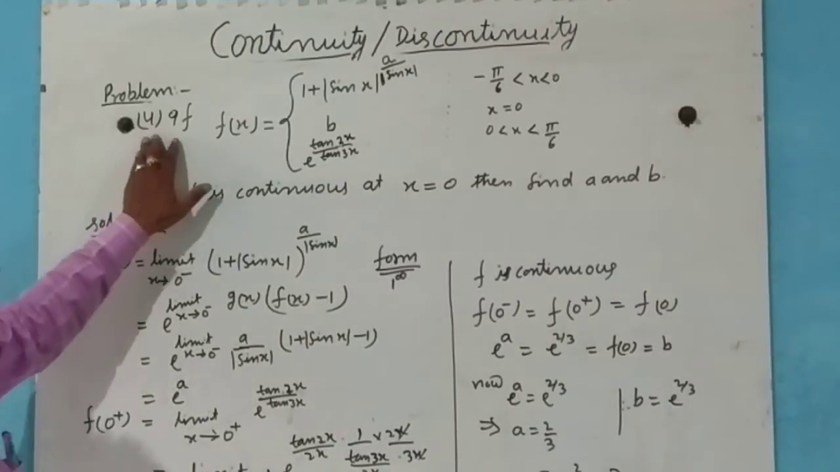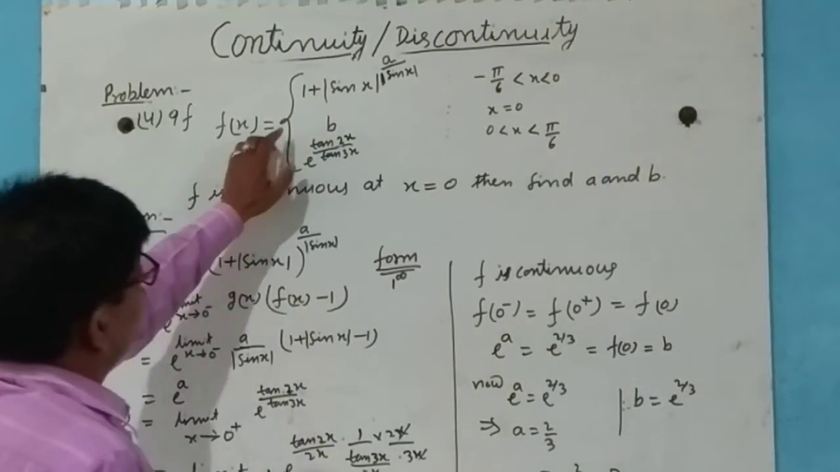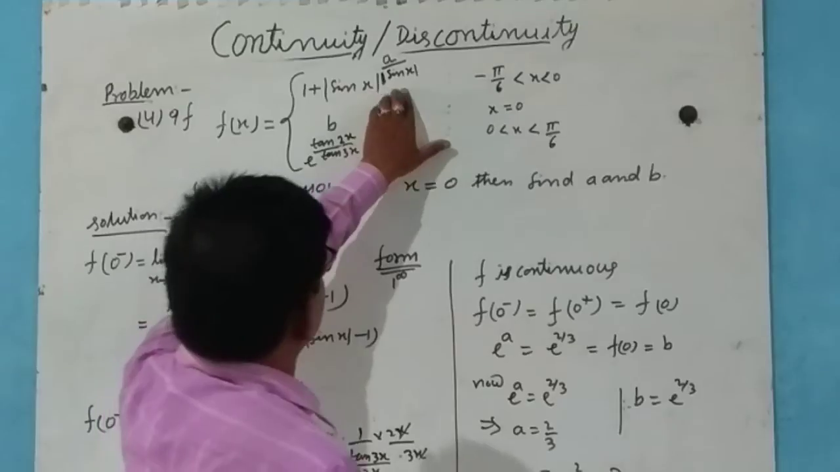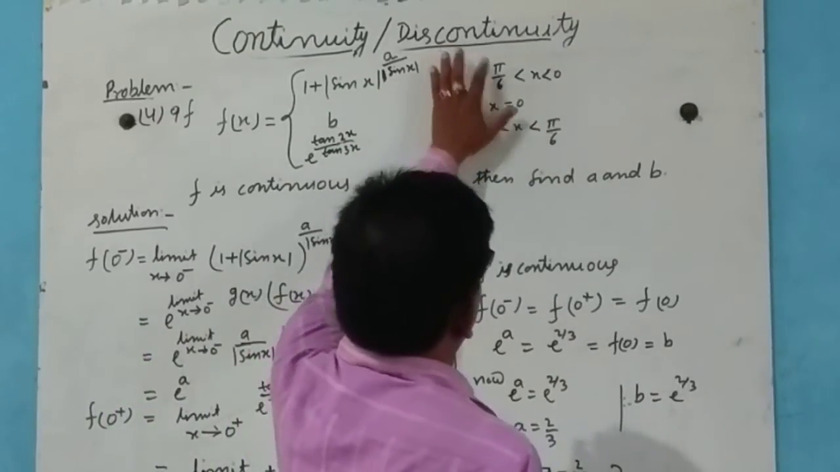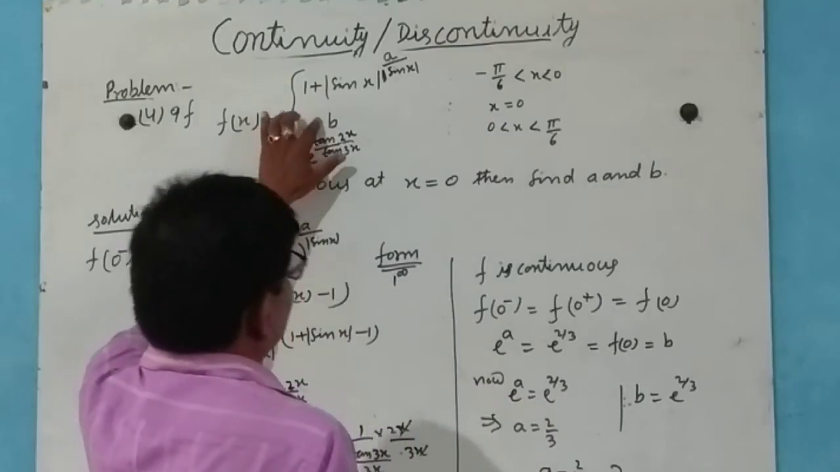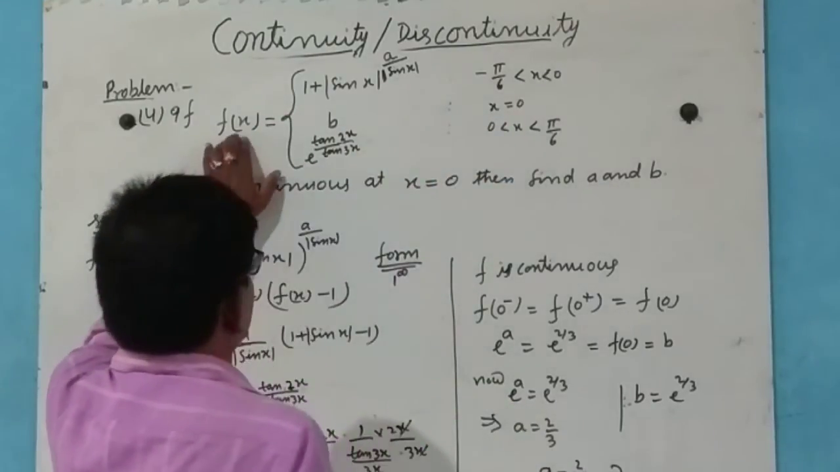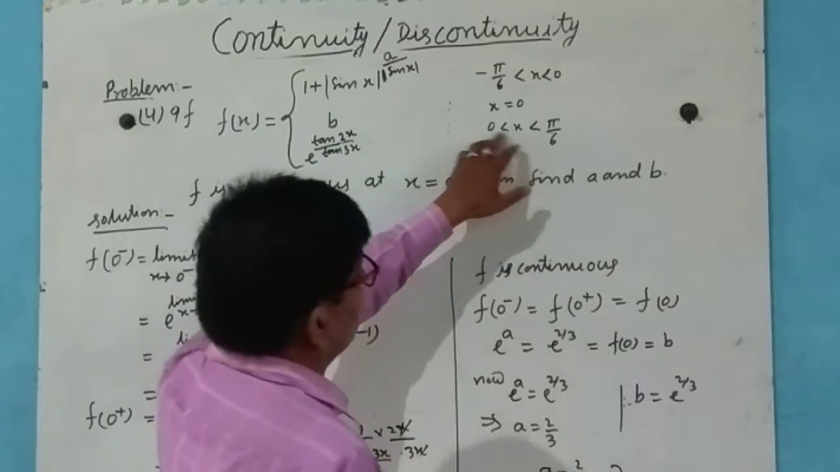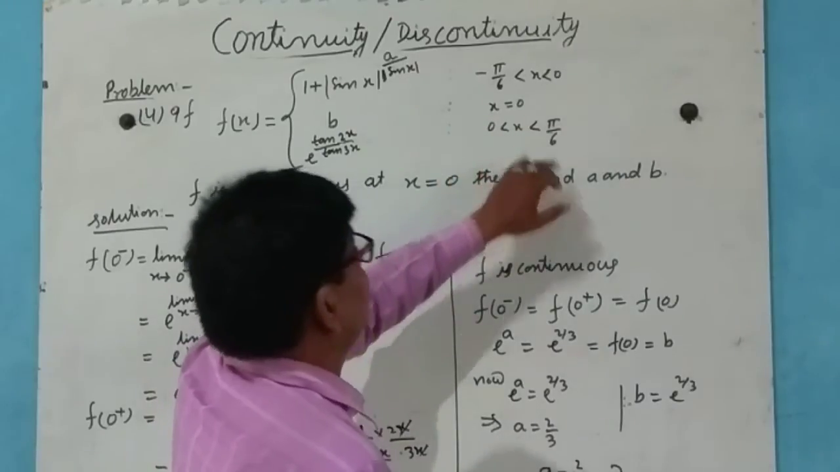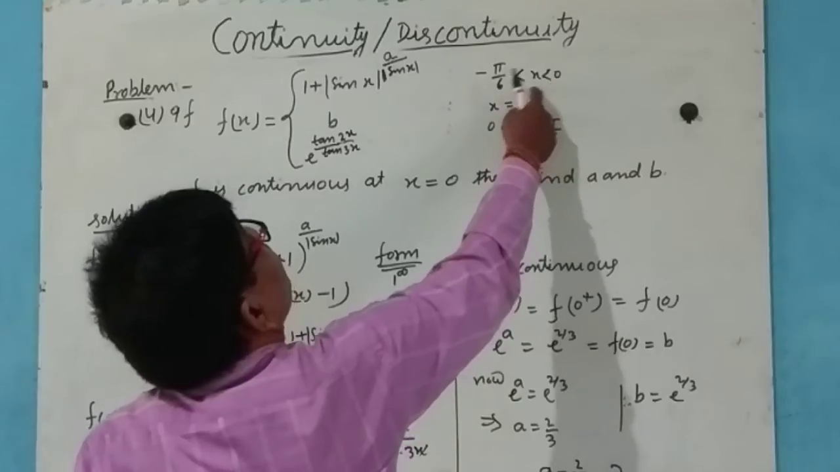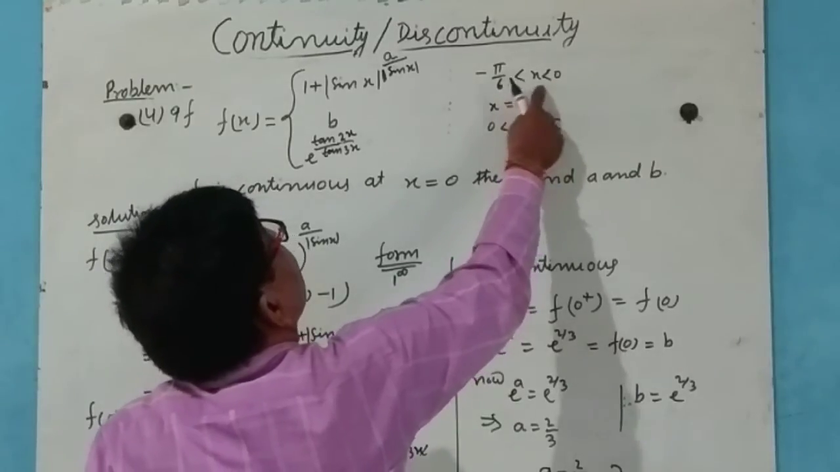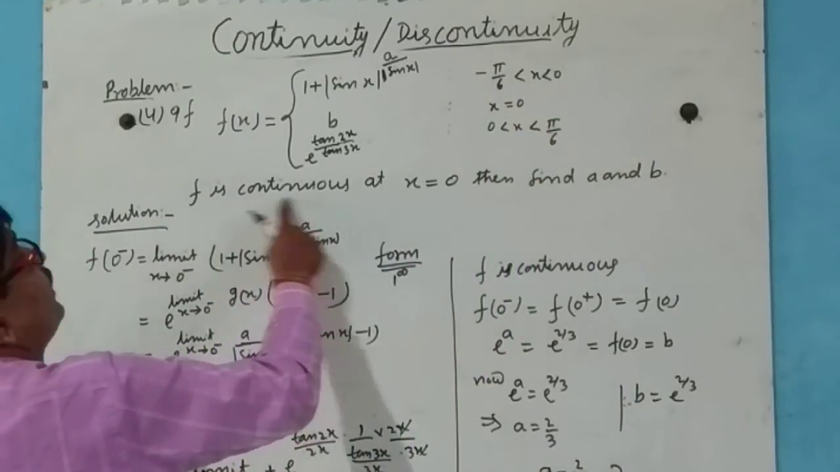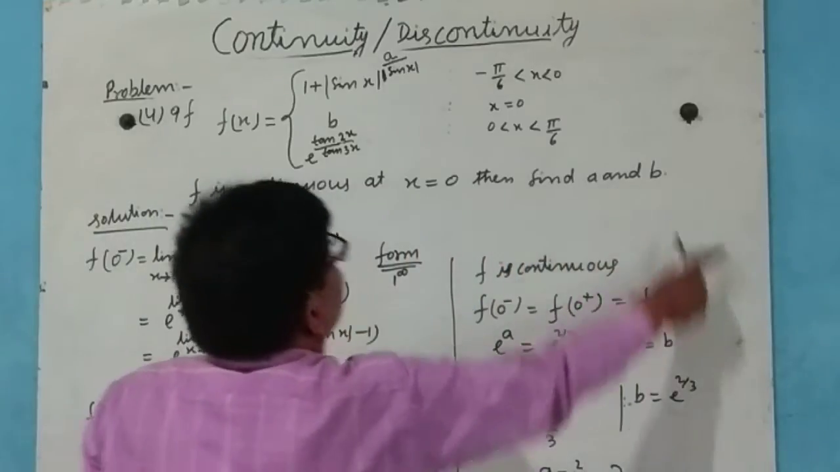Now the fourth problem. f(x) is equal to (1 plus mod of x) to the power a divided by mod of sin x if x varies from minus pi by 6 to 0, and f(x) is equal to b if x is equal to 0, and f(x) is equal to e to the power tan 2x divided by tan 3x, where x varies from 0 to pi by 6. Now f is continuous at x equal to 0. Find a and b.